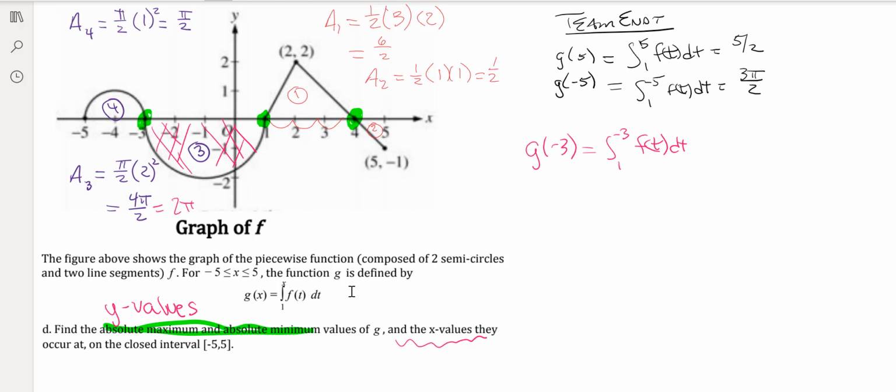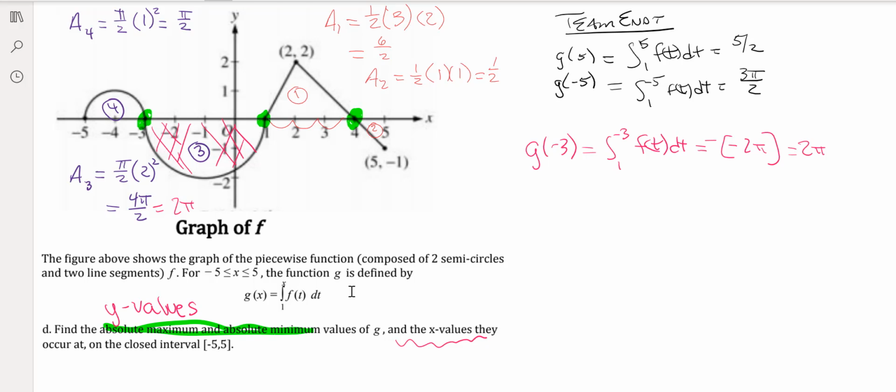But because that region is underneath the x-axis, that would have to be -2 pi. Normally, we'd be good there, but notice your limits of integration. We're starting at 1, and we're moving in a left direction. So even though that area would be -2 pi, because we're going in a right direction, we're starting with a lower limit at 1, and we're rolling out to the left, we would actually have to take the opposite of that sign. So the opposite of -2 pi, of course, would just be +2 pi. So the value for g of -3 is 2 pi.